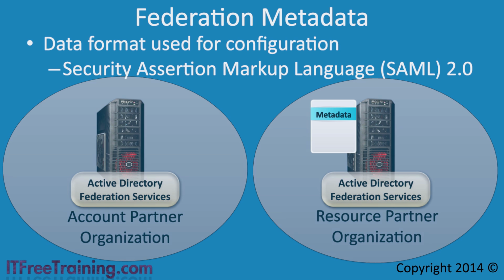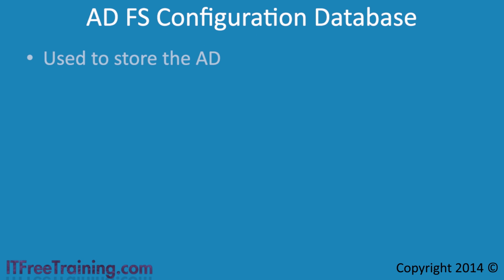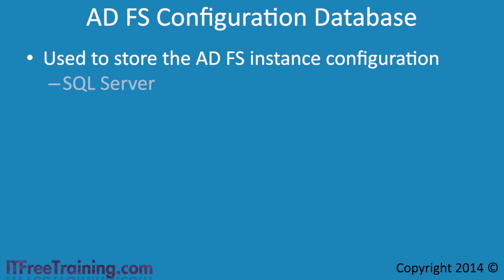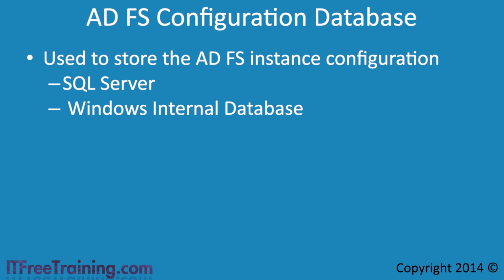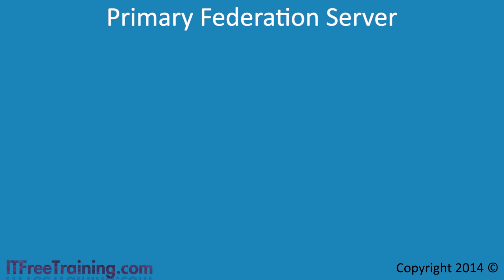in a later video. Each Active Directory Federation service instance stores its data in a database. This is referred to as ADFS configuration database. If you have SQL Server on your network, you can use this to store the configuration in. If you do not, you can use the internal Windows database to store the data in. The important point to remember is that an ADFS configuration database is required in order to run Active Directory Federation services. The next term I would like to look at is the primary Federation server.